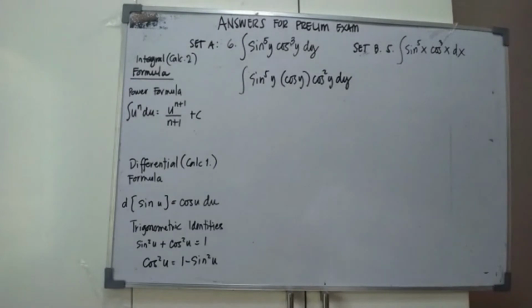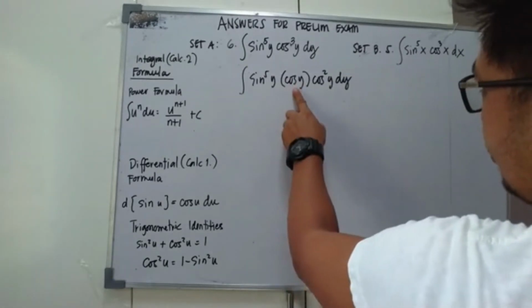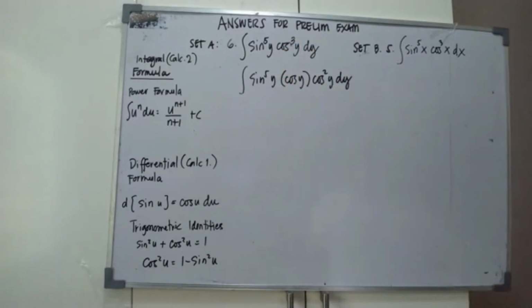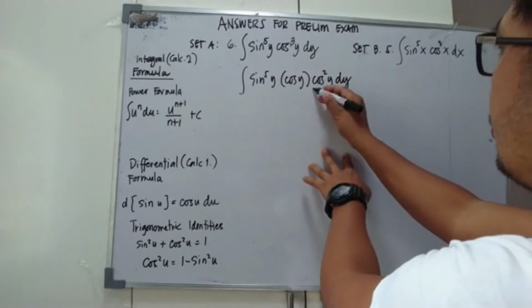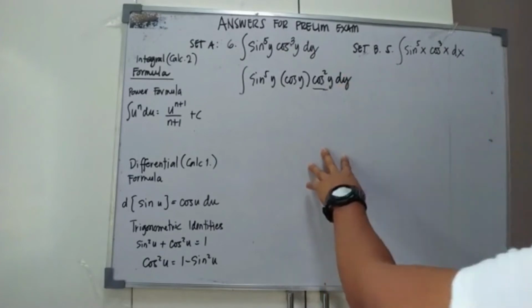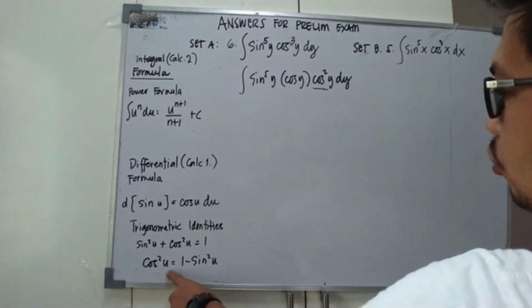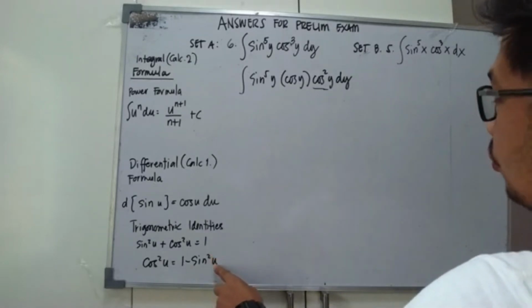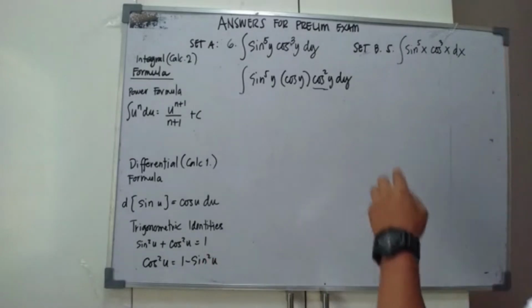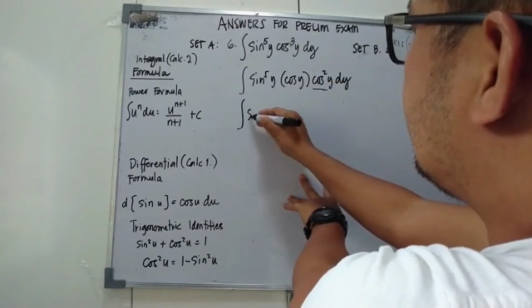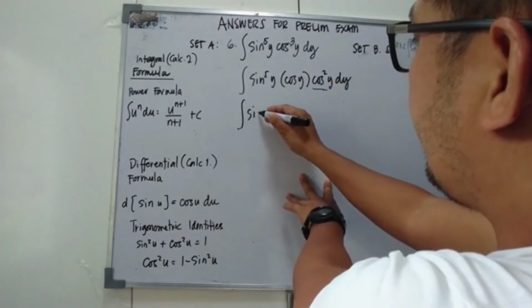This is the same, right? We just factored it. We separated the exponent into two parts: one cosine y and one cosine squared of y, which is equivalent to cosine cube. Now find the value of cosine squared y in terms of a trigonometric identity. That is equivalent to 1 minus sine squared of y. Substitute the value of cosine squared of y in terms of sine.